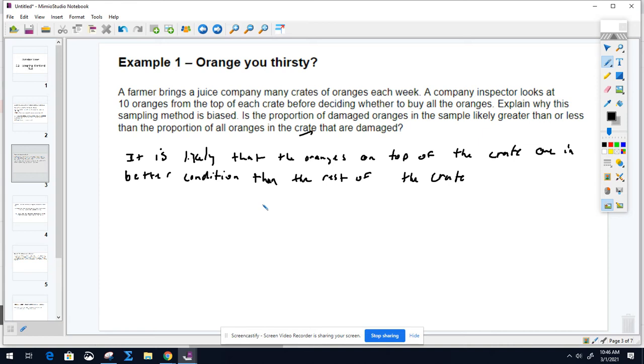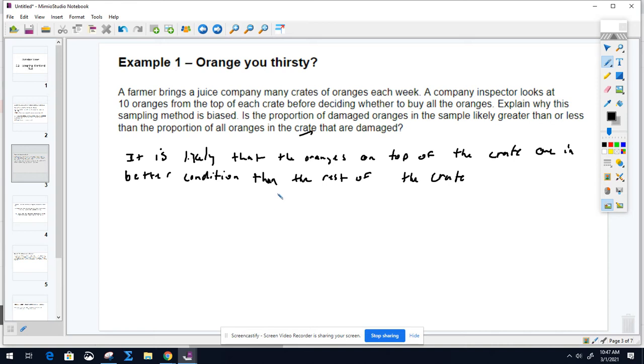Okay, and again, why is this biased? What type of bias? The farmer may put the best oranges on top, knowing that they're going to take this. So the sample proportion of damaged oranges is likely to be less than the proportion of all oranges that are damaged. And again, that should make sense. This is the convenience of just choosing the 10 oranges on the top as opposed to digging through and getting to the bottom.